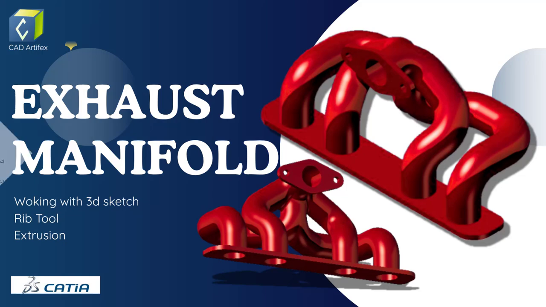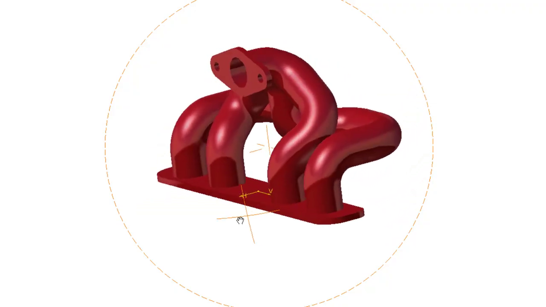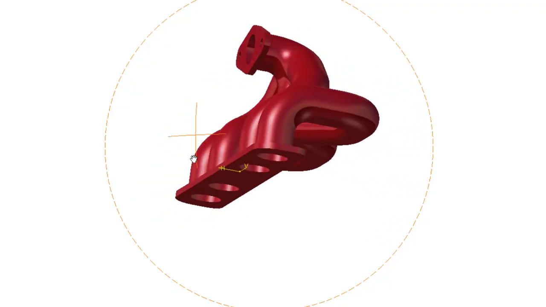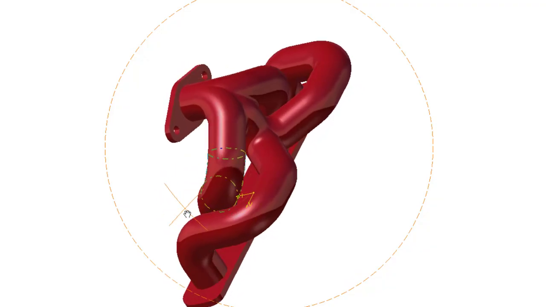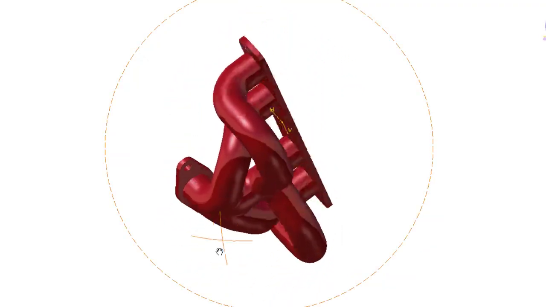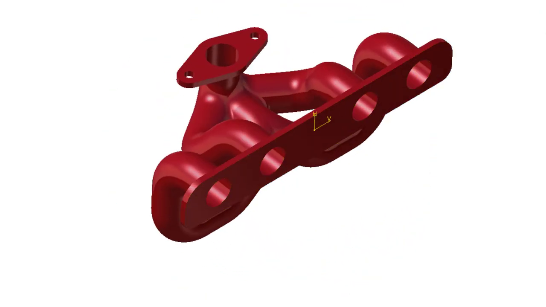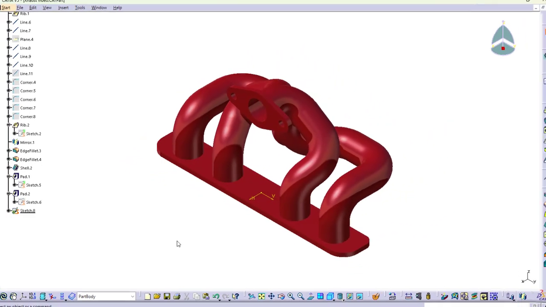Welcome back. In this video, we'll be creating the exhaust manifold from scratch in CATIA. An exhaust manifold is a crucial component that collects exhaust gases from multiple cylinders and directs them into a single outlet. We will go step by step through sketching, sweeping, and finally completing the design. So let's jump directly into it.